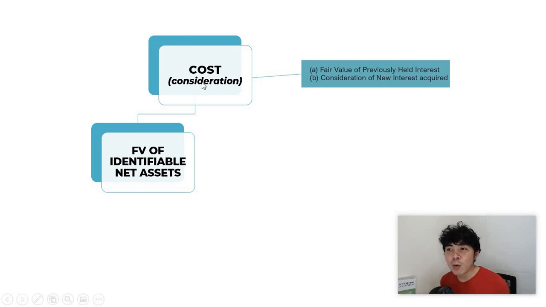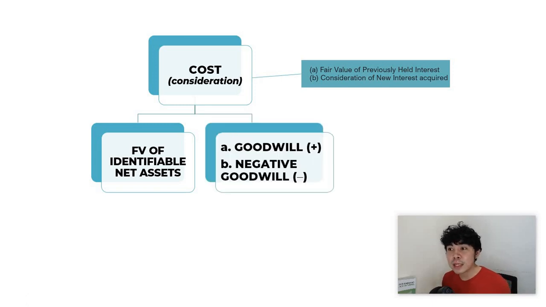So pag magkaiba ang cost at fair value of identifiable net assets, pwedeng etong cost, yung investment mo, mas malaki dun sa fair value ng binili mo, which is yung identifiable net assets. O kaya naman may mga instances na mas mababa naman itong investment mo kaysa doon sa binili mo, which is again yung identifiable net assets. So kapag may differences yung cost at fair value ng identifiable net assets, yun yung tinutukoy na letter A and letter B sa paragraph 32, which is yung either goodwill o kaya naman negative goodwill.